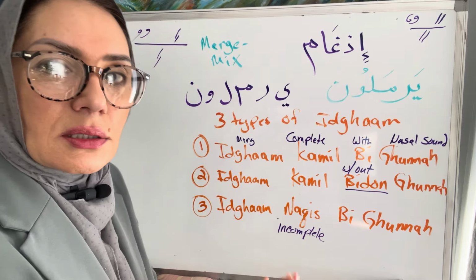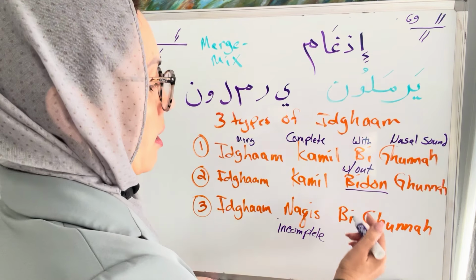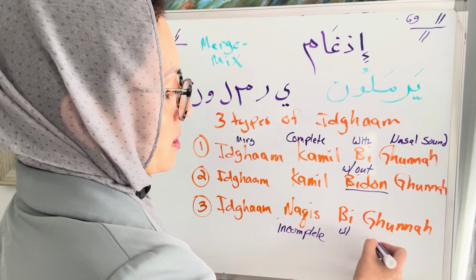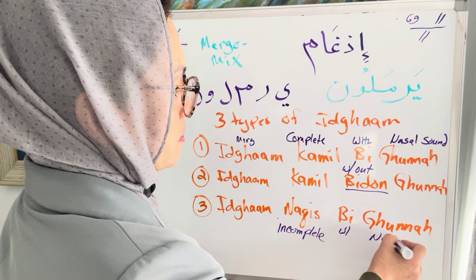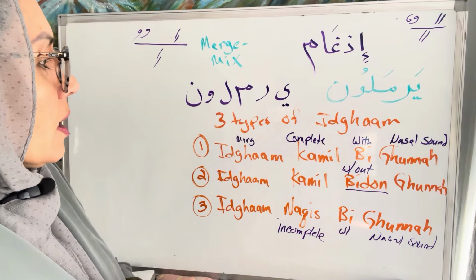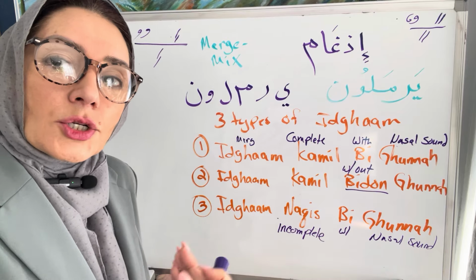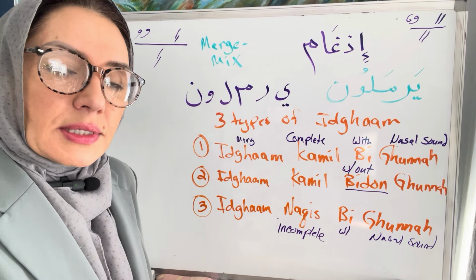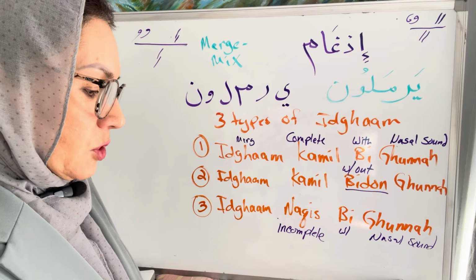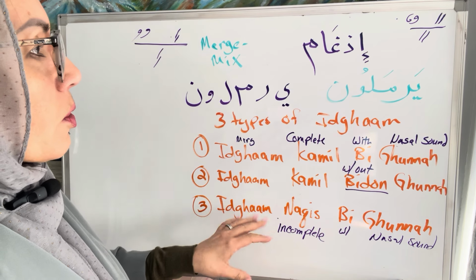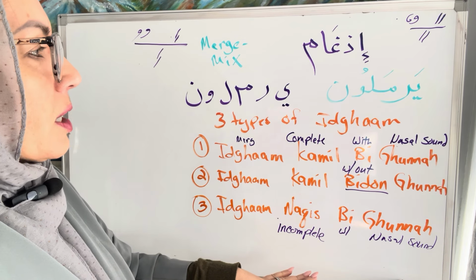Incomplete, naqis, meaning it's lacking, so it's not complete. And then B with ghunna, and it's the nasal sound. All right. So these are the 3 different types of ghunna that we're going to be focusing on, inshallah, and we'll give examples so we can understand how to read them, inshallah. Okay, so let's go over this real quick before I erase everything so we understand.